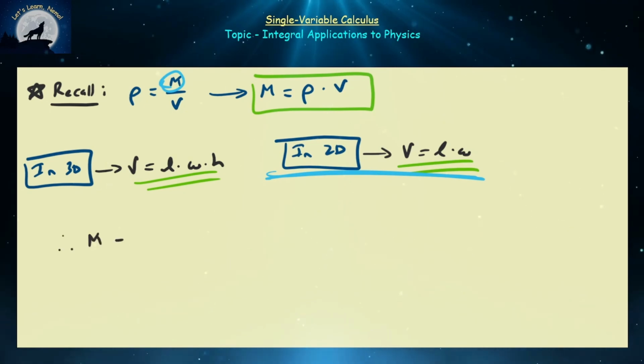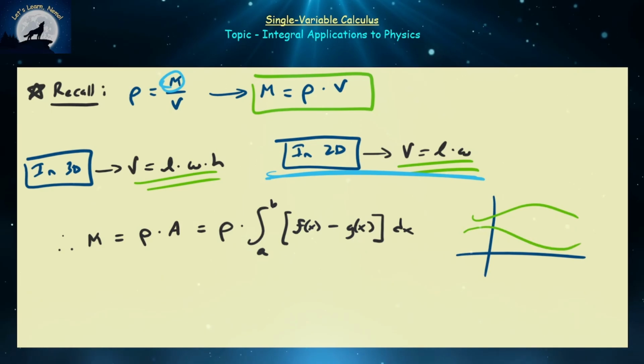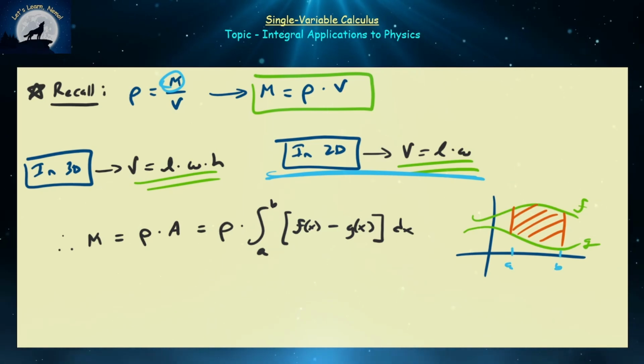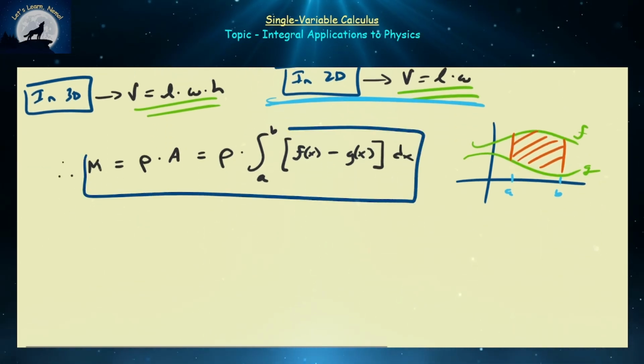That means mass is going to be equal to density times area in 2 dimensions, which is going to be equal to density times, and since we have framed this from the area between 2 curves, this is just going to be the integral from a to b of f of x minus g of x dx. And here we're assuming that our picture pretty much looks like this, right? So here's our area, our top function f, our bottom function g, with base points a and b. So this is going to be our equation for total mass, the total mass of that region.